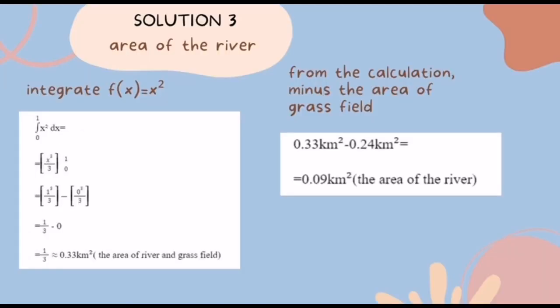And now we have the solution for question 3. For this one, we need to calculate the area of the river. In order to do that, we need to integrate f(x) equal to x squared, and from that we will get the area of the river and grass field. But in this question, we just want the area of the river, so we need to subtract the value of the grass field area that we already calculated, 0.24 kilometers square, from the answer that we already got, 0.33 kilometers square, and then we will get 0.09 kilometers square as the area of the river.